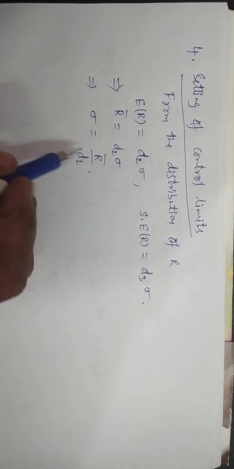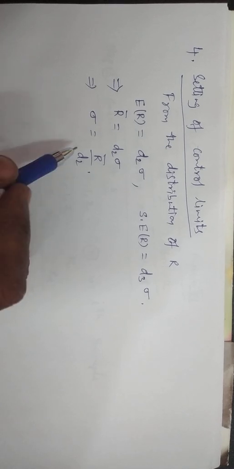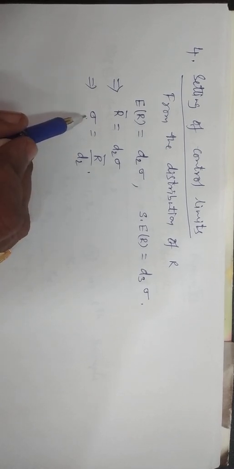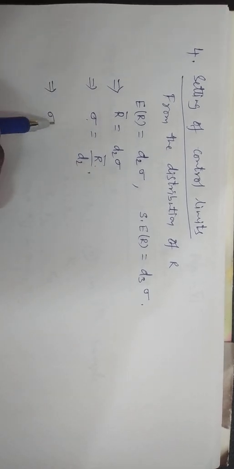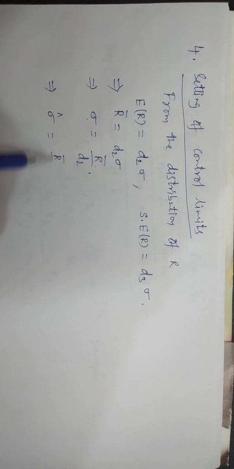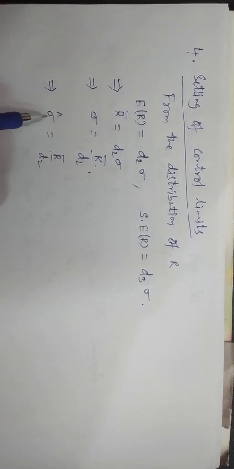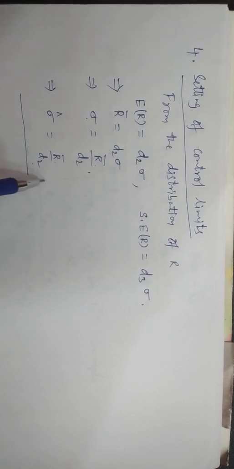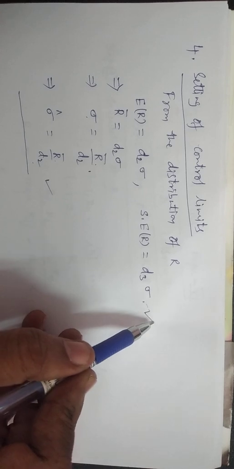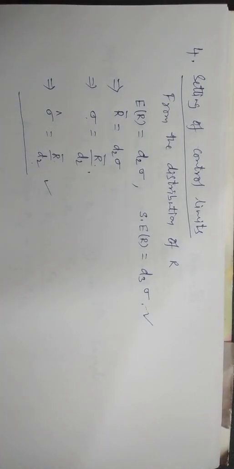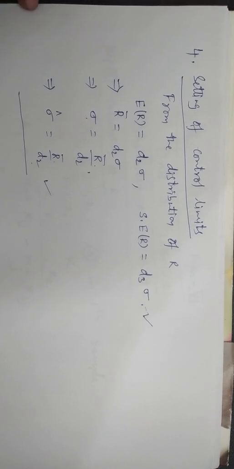Why have I calculated this value? Because whenever sigma is not known, we have to estimate it with R bar by d2. That is, sigma cap is equal to R bar by d2. Whenever sigma is going to be estimated, we use sigma cap with the help of R bar by d2. So this is the formula. Remember this formula. And also remember the standard error of R is equal to d3 sigma. With these values, we start the calculation of control limits. We set the control limits.